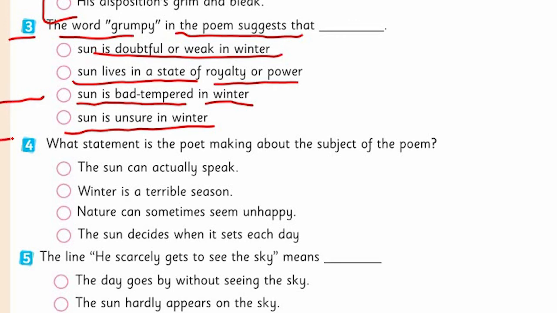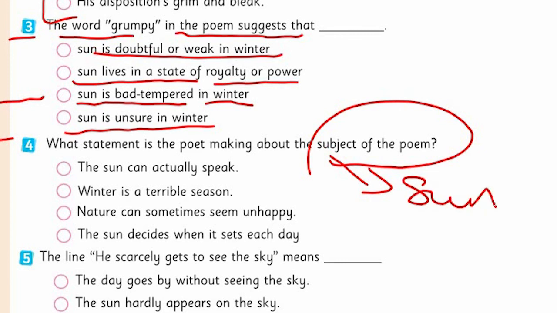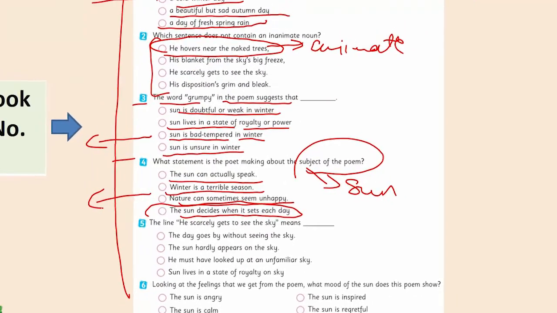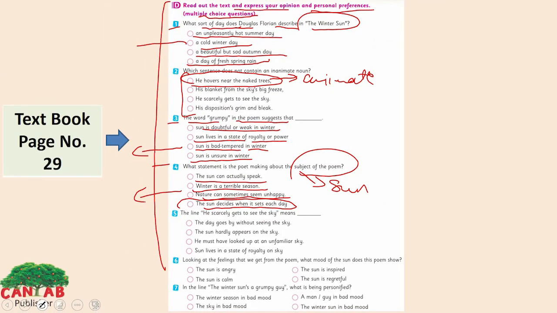Look at the fourth here. What statement is the poet making about the subject of the poem? Subject was the sun here. The sun can actually speak. Winter is a terrible season. Nature can sometimes seem unhappy. The sun decides when it sets each day. No, the sun was not actually speaking. Winter is a terrible season? No. The sun decides when it sets each day? No, sun doesn't decide it. Yes, the right option is nature can sometimes seem unhappy. It's obvious.